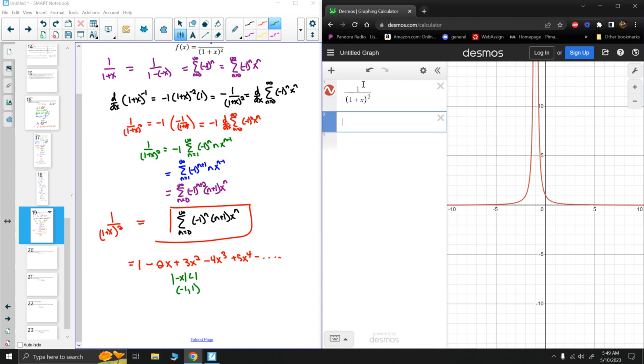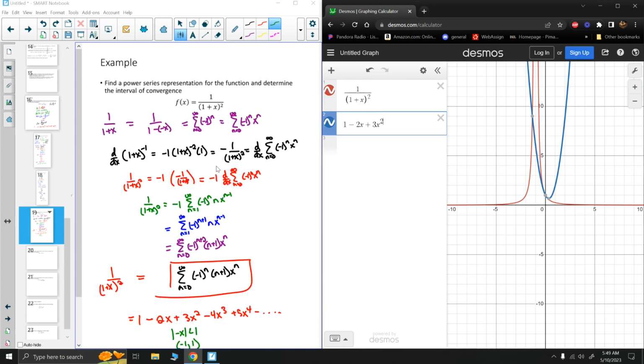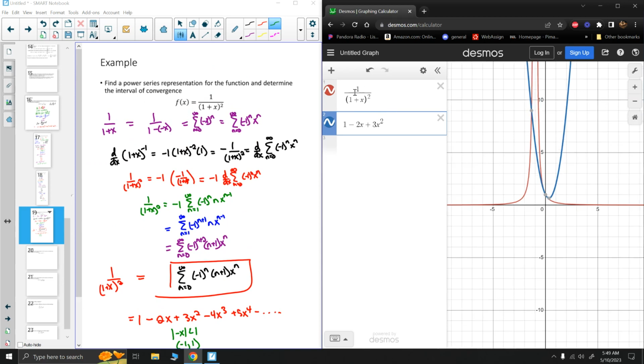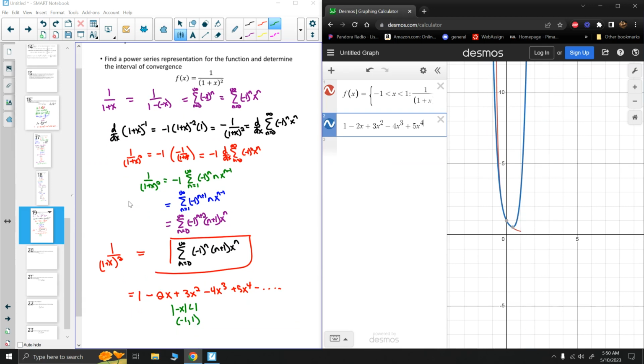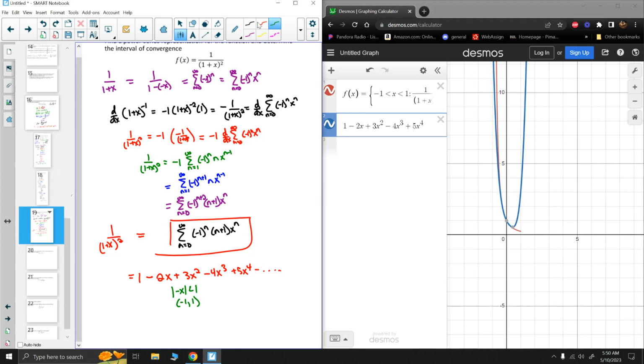Okay. And we have 1 minus 2x plus 3x squared, 1 over 1. Okay, I should shrink this down a bit, so I'm just looking at the part that I care about. F of x is equal to, in brackets, -1 less than x less than 1. So we're just looking at this portion here. So this is minus 4x cubed plus 5x to the fourth. I think we can agree that this looks pretty similar. All right, cool. So let's take a look at another one.